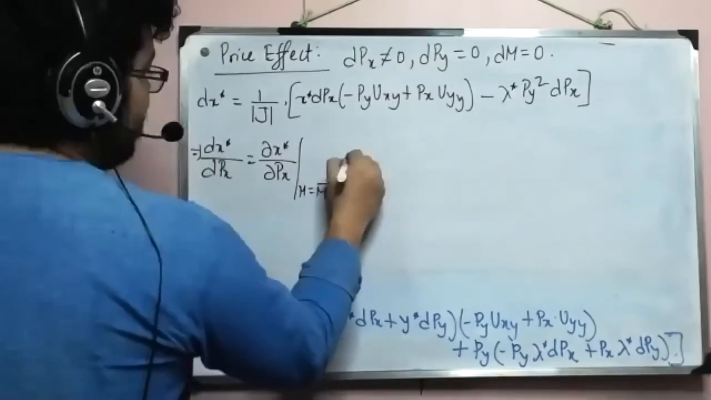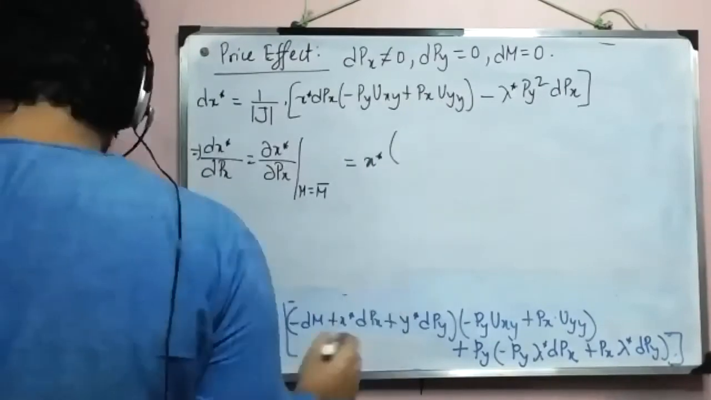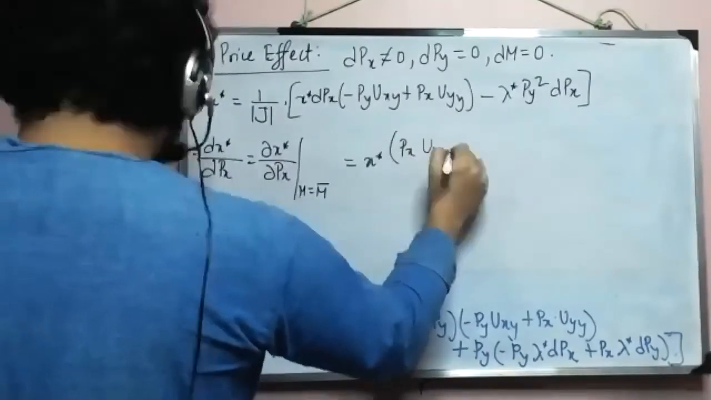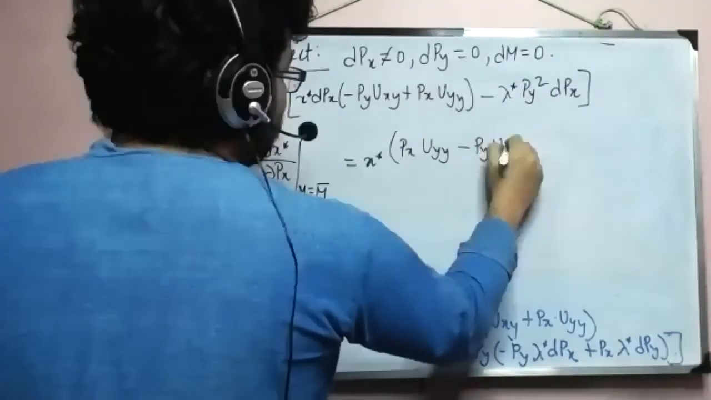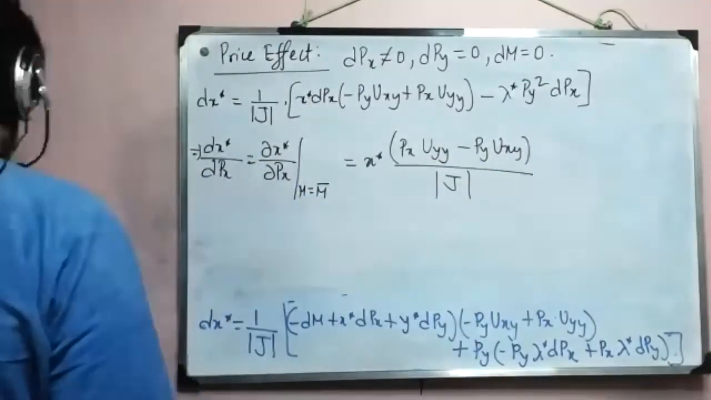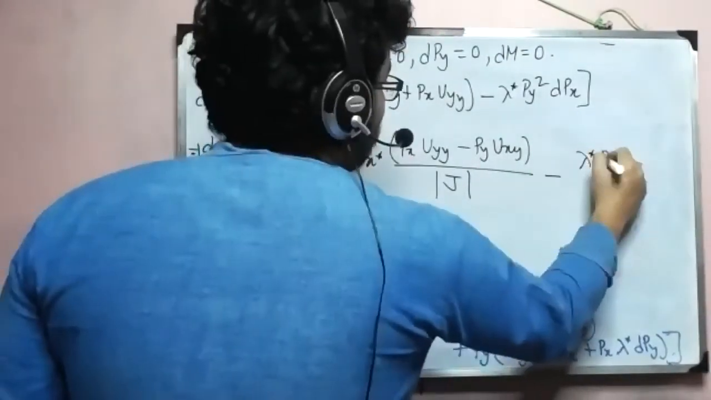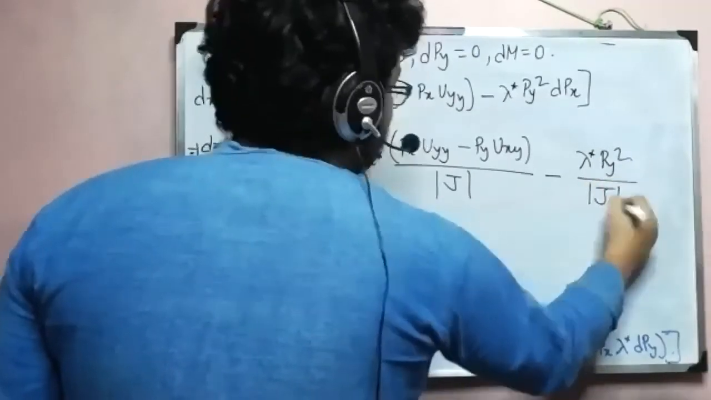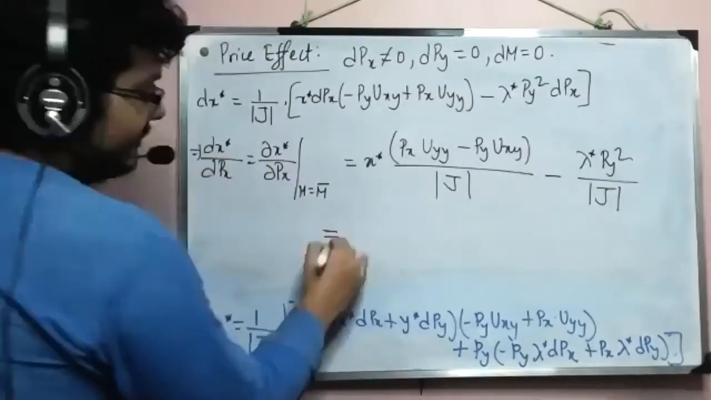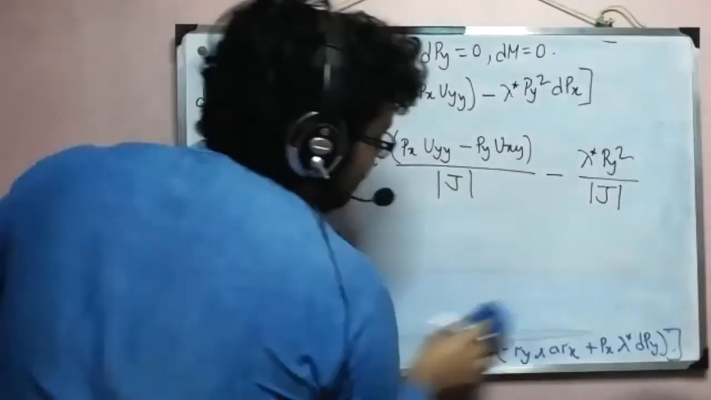Okay. So what is it? This is x star into px uyy minus py uxy divided by Jacobian, minus lambda star py square divided by Jacobian. And as we see that, okay, now we are going to erase this, because now we do not need it anymore.